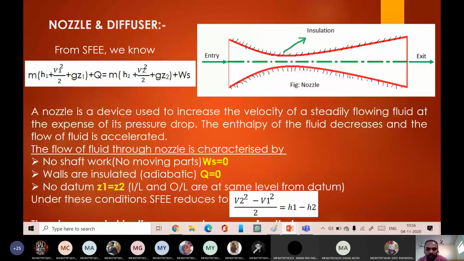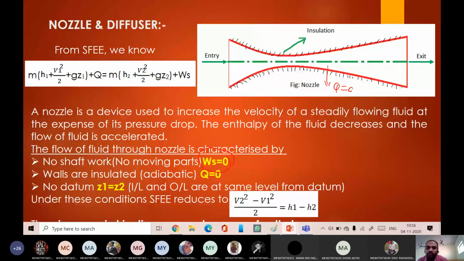Yes, sir. Right. And let us assume the nozzle is well insulated. The nozzle being well insulated means no heat is added to the nozzle or removed from the nozzle. Q is equal to 0, Q addition is also 0, meaning it is well insulated. Therefore, it is adiabatic, so Q is equal to 0.